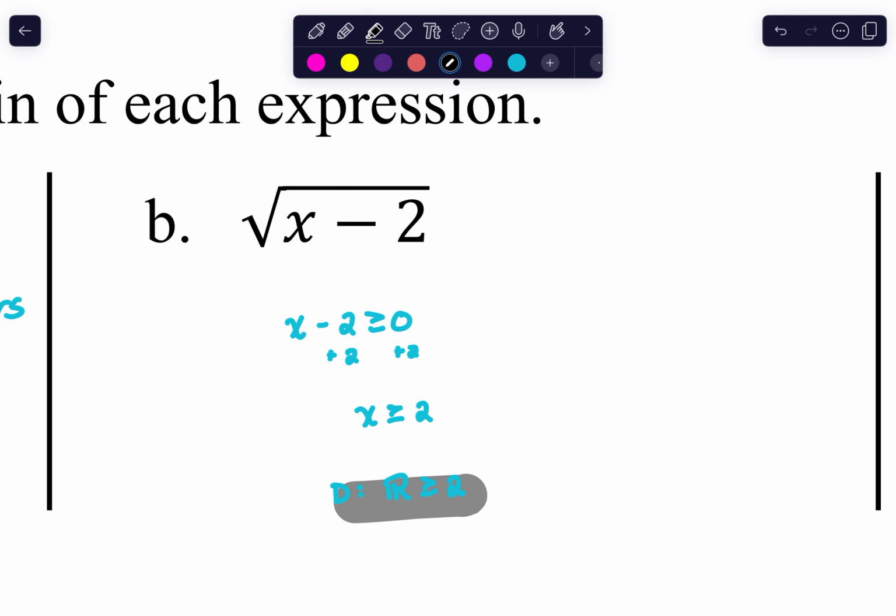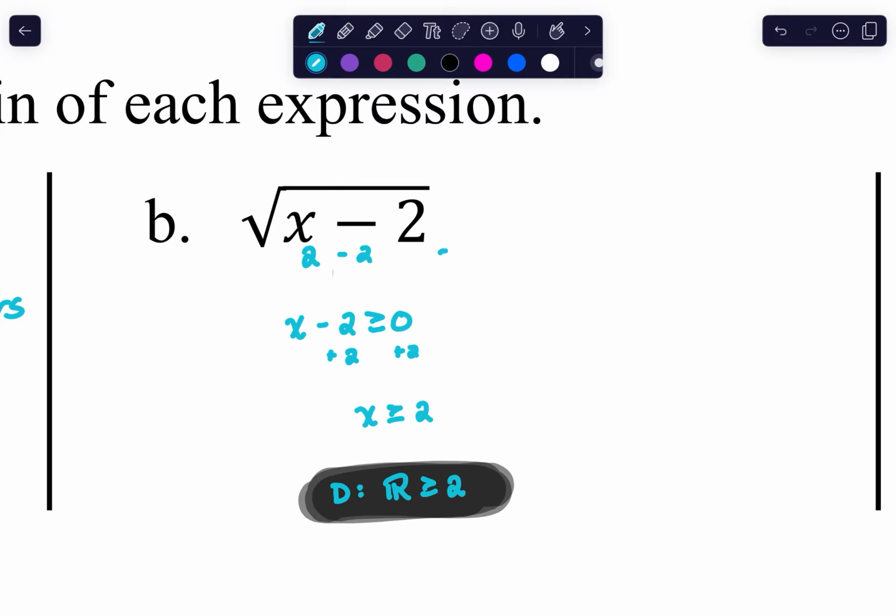Because if I substitute any numbers in that are less than 2 or exactly 2, exactly 2 will work. Because if I do 2 minus 2, I get the square root of 0. The square root of 0 is still just 0. Okay? So that's why 2 is included.